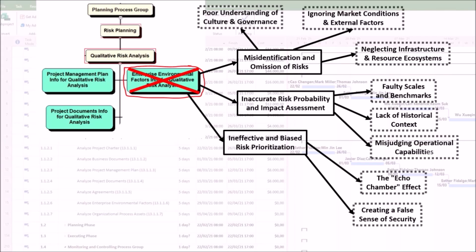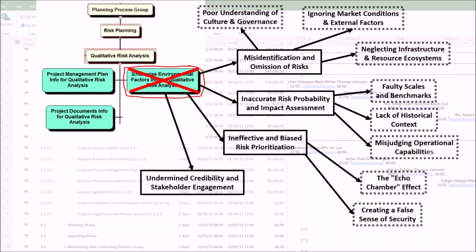Second, creating a false sense of security. Risks that are actually severe in the context of the organization's fragile market position might be deprioritized. Conversely, minor risks might be exaggerated based on internal politics, as an unexamined enterprise environmental factor, rather than true business impact.